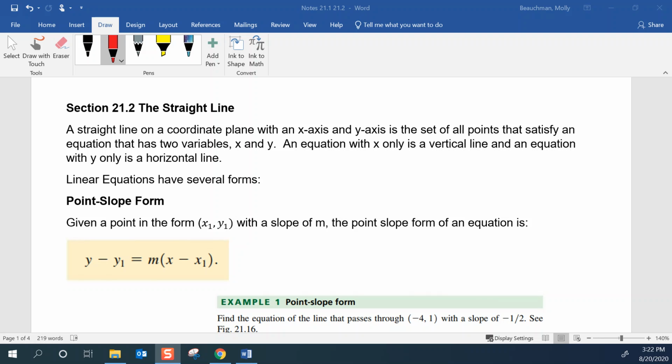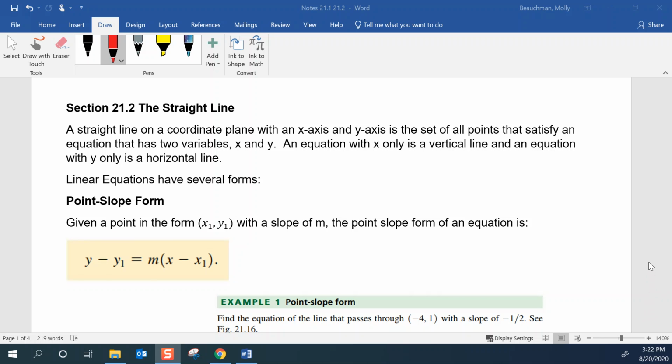In this video, we'll take a look at section 21.2, the straight line. A straight line on a coordinate plane with an x-axis and a y-axis is the set of all points that satisfy an equation that has two variables, x and y. An equation with x only is a vertical line, and an equation with y only is a horizontal line. The linear equations have several forms, and we'll take a look at each one of these.